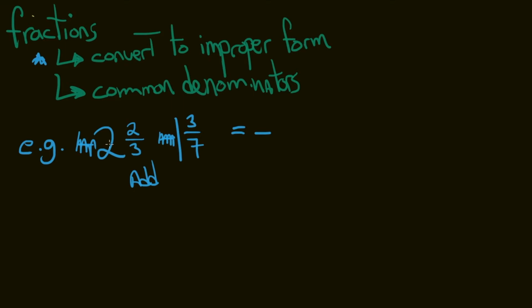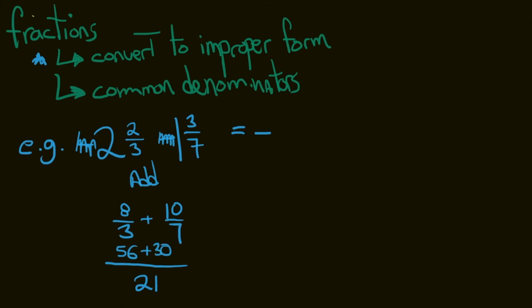So let's convert this. 2 times 3 plus 2. So what's that going to be? 8/3. And I'm going to add that to 1 3/7. So 1 times 7 plus 3. So that's 10/7. I said we needed common denominators of 21. So that would make this 56, and that would make this 30.